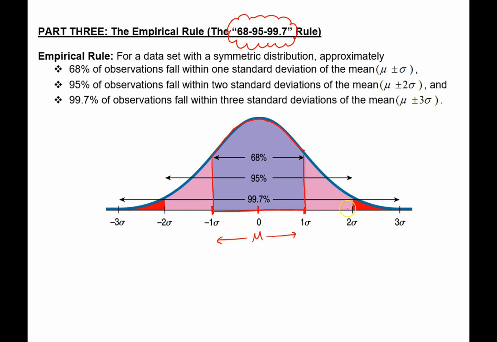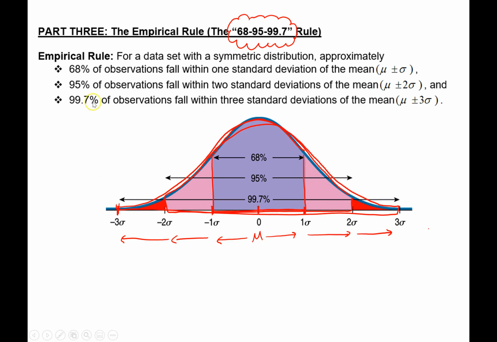If we go 2 standard deviations out, so now we're looking at the pink and the purple section here, that's going to be 95% of our data, so almost all of our data. And if we go 3 standard deviations out, that means we're looking at the red shaded area, the pink shaded area, and the purple shaded area, so all of this, then we're looking at 99.7% of the data. So almost absolutely everything. Only 0.3%, which is a tiny little bit, is missing.